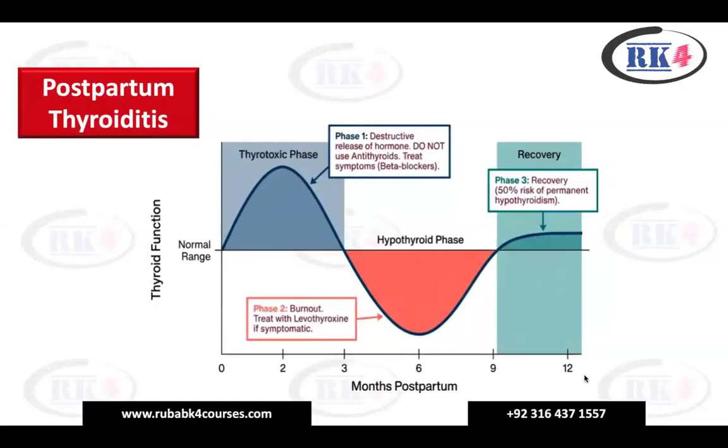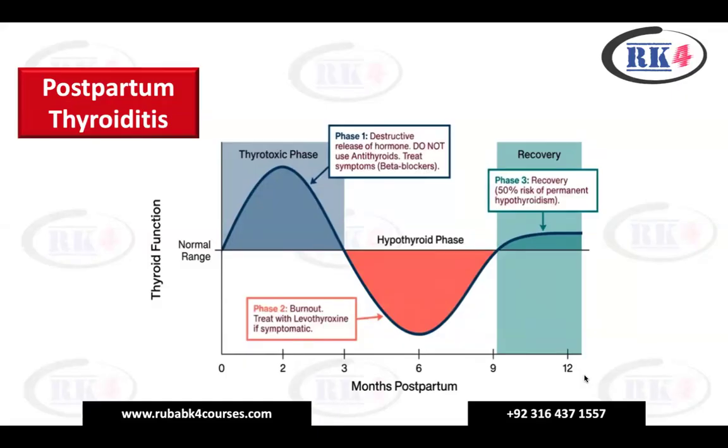A patient may have antibodies and after the delivery, in the first 3 months, she may have thyroid toxicosis, like she'll have a flare after the delivery. So this is the first phase. In this phase, there is destructive release of hormones. The guideline says that we should not use anti-thyroid drugs here. We should be vigilant about postpartum thyroiditis. These patients should be treated symptomatically, and we can use beta blockers for these patients.